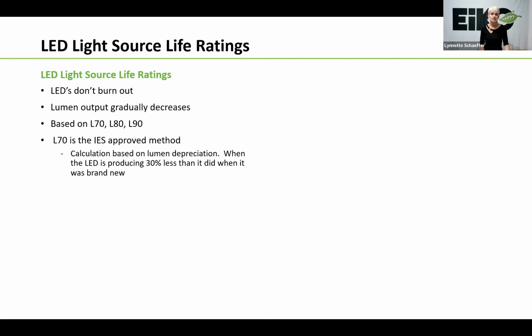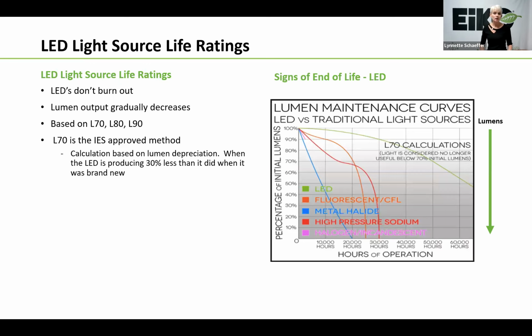The life of an LED is actually based on L70, L80, or L90. L70 is the IES approved method, which is calculated based on lumen depreciation. Lumen depreciation refers to the loss of the original light output that occurs over time. Generally speaking, it's established that the human eye can only be sensitive to about 30% lumen loss. Anything less than 30%, your eye can't detect. Anything greater than 30%, your eye is going to pick that up. So that is why L70 lifetime is approved by the IES.